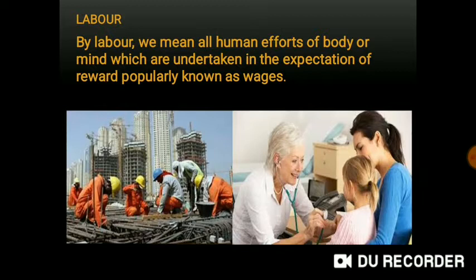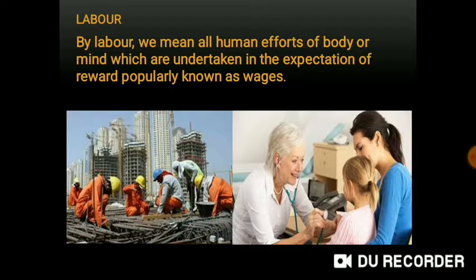Now let us start today's lesson with the meaning of labor. By labor in economics, we mean all human efforts of body or mind which are undertaken in the expectation of reward, popularly known as wages. So, what do you mean by labor? Labor normally means all those efforts of human beings that can be of body or of mind, and that are normally done in order to get something in reward. That monetary reward is known as wages.